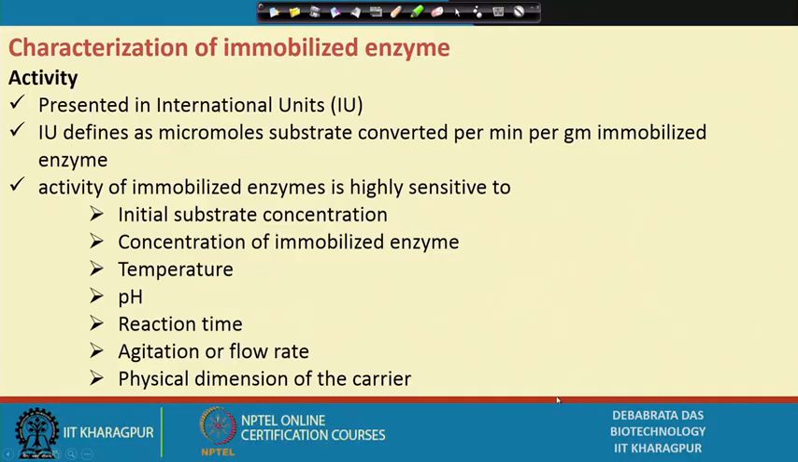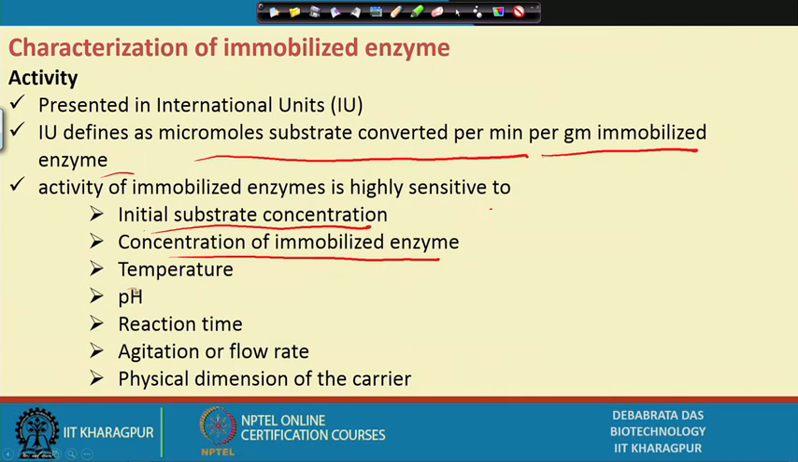So, it depends on what you are looking for. On the basis of your requirement, you should choose the technique. Now, the next important point: how you characterize the immobilized enzyme. It is usually presented by the international unit, which is defined as micromoles of substrate converted per minute per gram of immobilized enzyme. The activity of the immobilized enzyme is highly sensitive to initial substrate concentration, amount of immobilized enzyme, temperature, pH, reaction time, agitation or flow rate, and physical dimension.